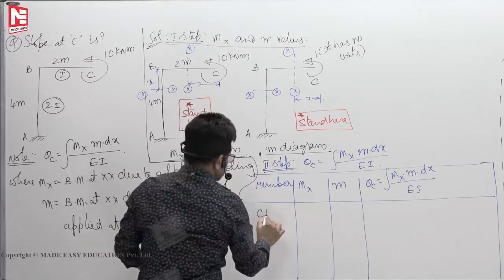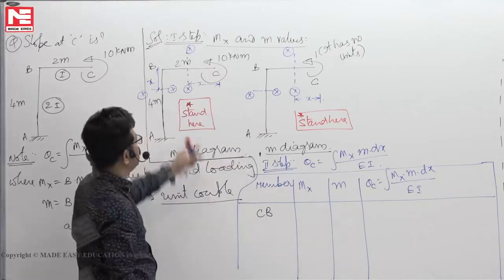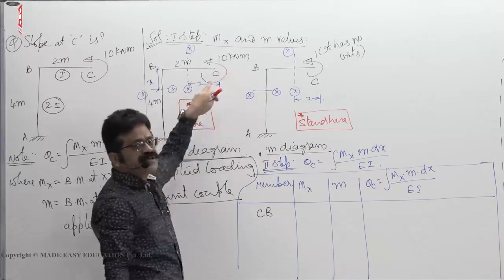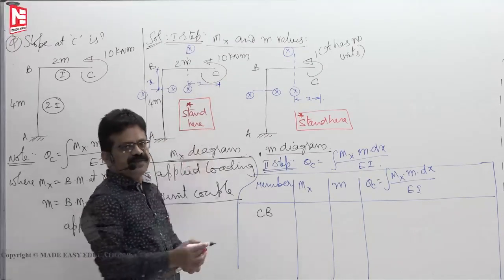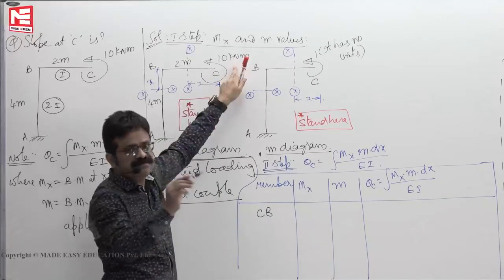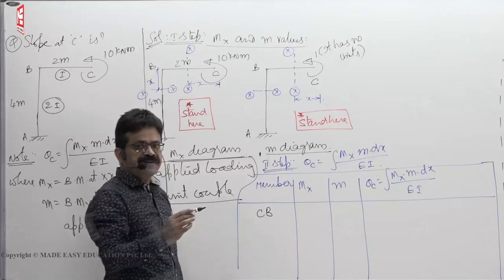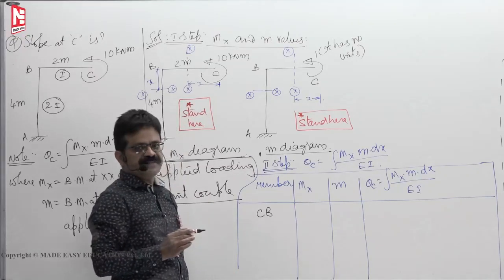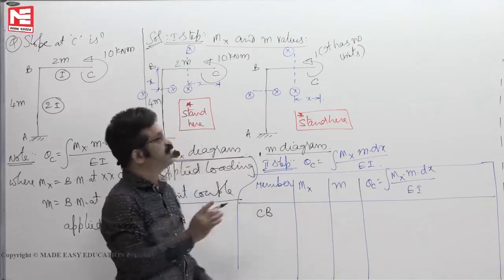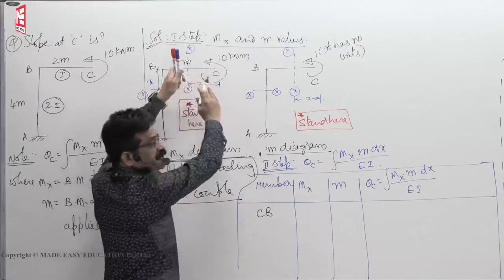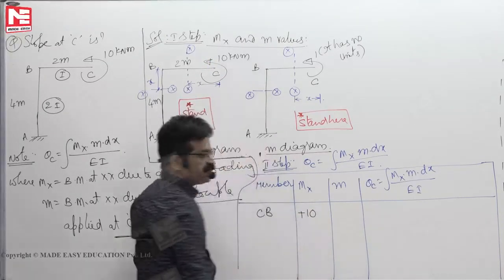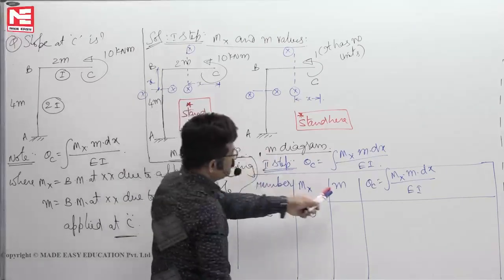Member CB. What's the bending moment at XX? 10 into X or 10 into X square by 2? If you see that, when a moment itself is acting on the beam, you should not multiply with distance again to get the moment. So we should not write 10 into x or 10 into x square by 2, 10 itself. So section right side bending moment is 10, that's all. You should write it as 10. Sagging, so plus 10.